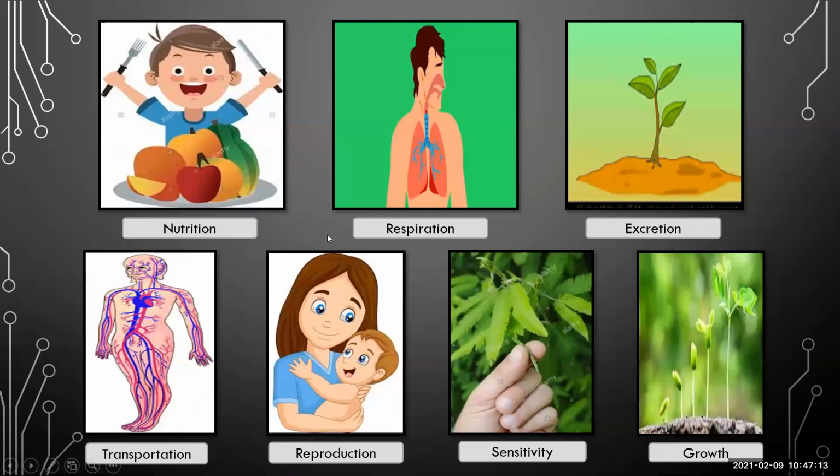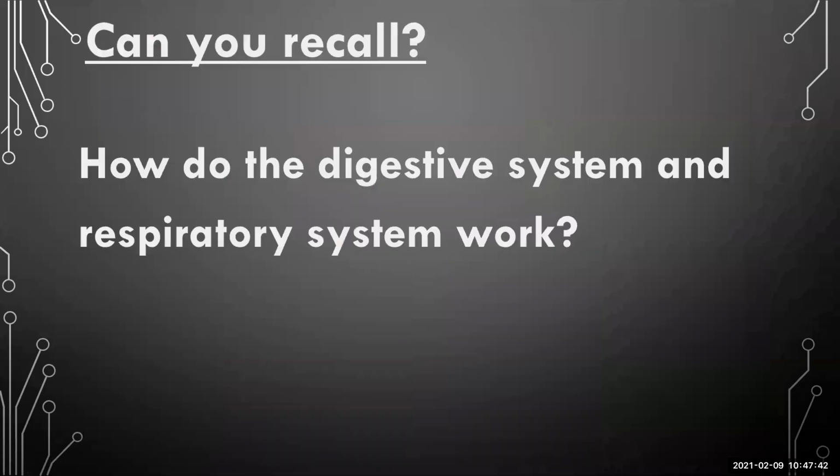We can see this nutrition, respiration, excretion, transportation, reproduction, sensitivity, growth only in the living organisms, living beings, but we cannot observe it in the non-living things. So all the processes which are seen in the living things are known as the life processes in an organism.